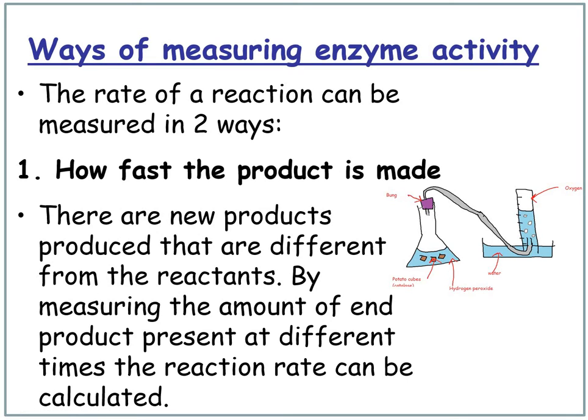So, ways of measuring enzyme activity. The rate of a reaction can be measured in two ways. It can either be how fast the product is made. So there are new products produced that are different from the reactants. By measuring the amount of end product present at different times, the reaction rate can be calculated. An example of this would be when you add catalase to hydrogen peroxide, you will get oxygen bubbles produced, and you can see how much of that oxygen is produced in a certain length of time.